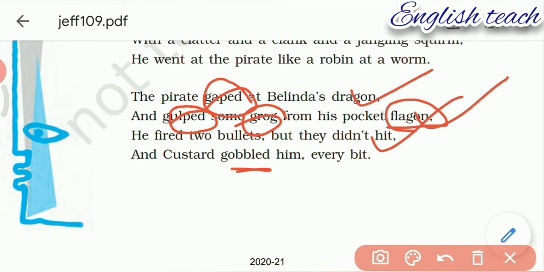So in this paragraph, the pirate got so shocked by the dragon's reaction that he opened his mouth wide with shock. To gather some strength, he drank some alcohol from a container in his pocket. After gathering some courage, he fired 2 bullets on the dragon but missed it. Custard the dragon ate every bit of this fierce looking pirate.